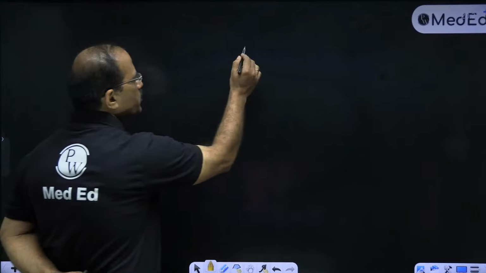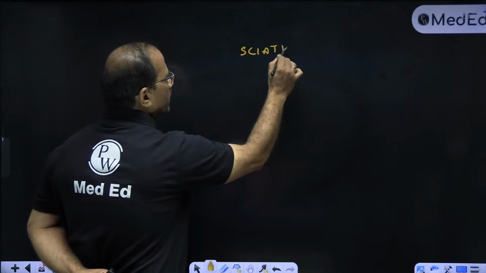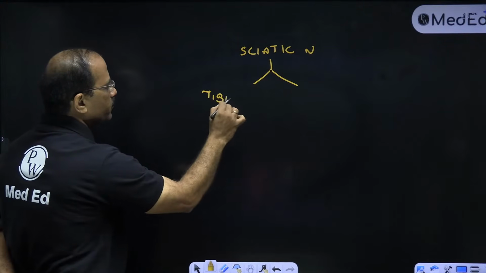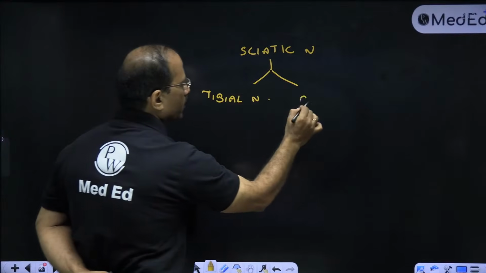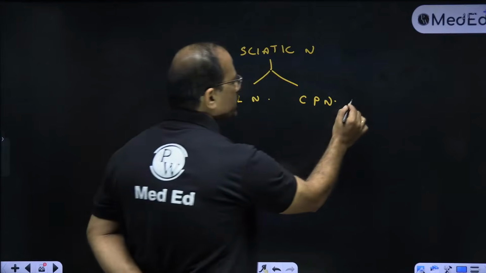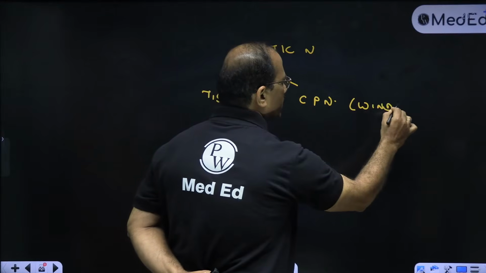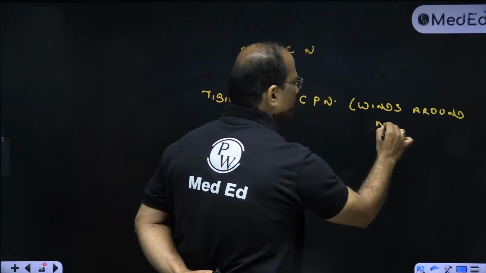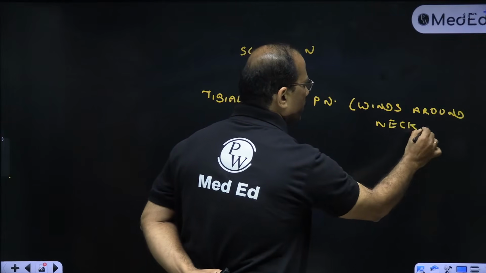ये आ गई अपनी sciatic nerve. Sciatic nerve then divides into two branches. एक है tibial nerve and एक है common peroneal nerve. ठीक है. Now this common peroneal nerve winds around the neck of the fibula. ठीक है ना. Neck of fibula.